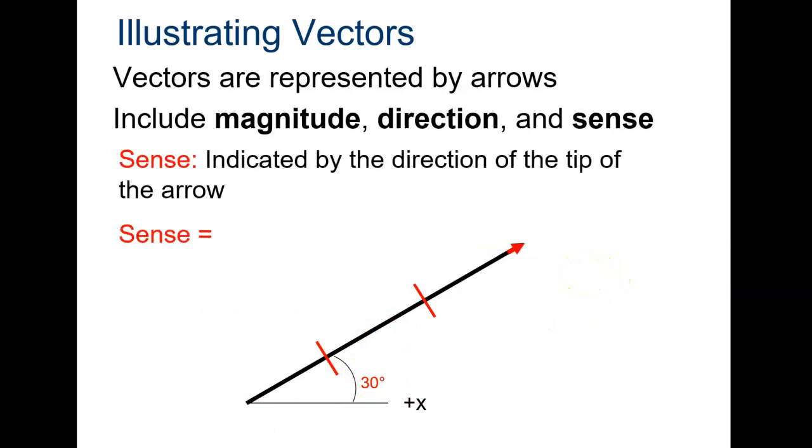A sense tells us that the tip of the arrow, and this isn't used too much, I saw it in college for like a hot minute, but it's just saying that it's going upward and to the right, as opposed to up and to the left, or down to the left, down to the right. So we know because it's going counterclockwise and it's coming off the positive axis, it's going up and to the right. That's the sense.